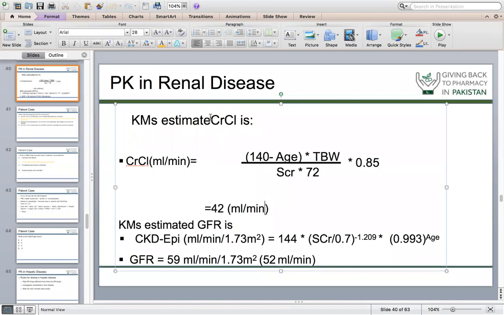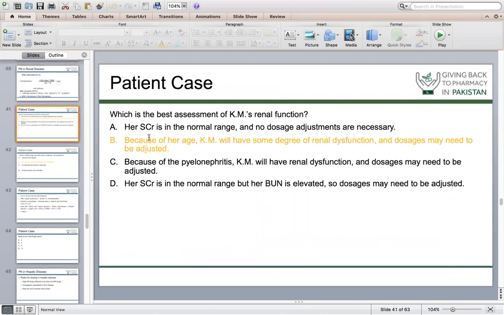You will study this in your nephrology chapter about the renal dysfunctions and its categories, and you'll just have to memorize this there. So for her, which is the best assessment of KM's renal function, since we saw that because of her age, KM will have a certain degree of renal dysfunction, and definitely doses may need to be adjusted.